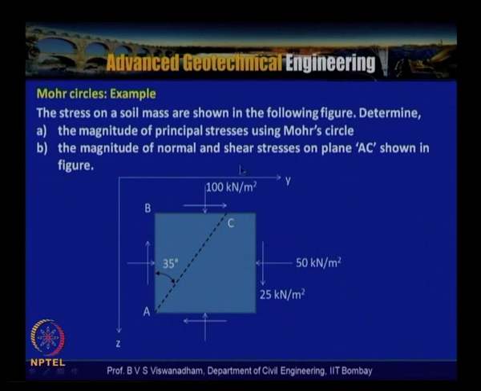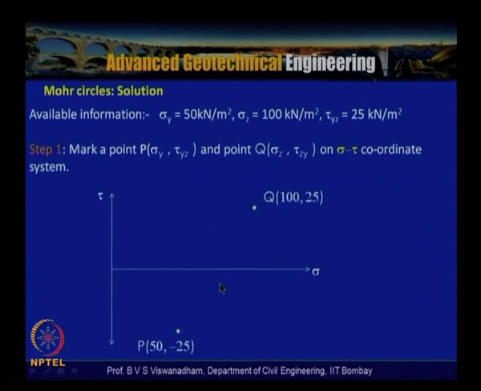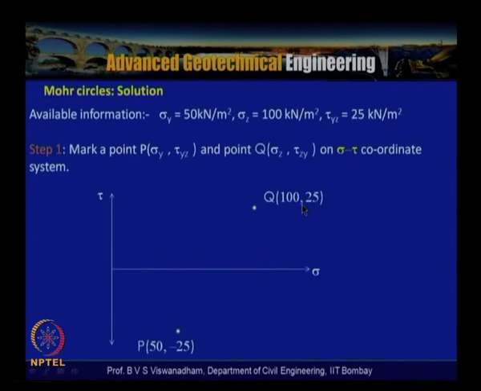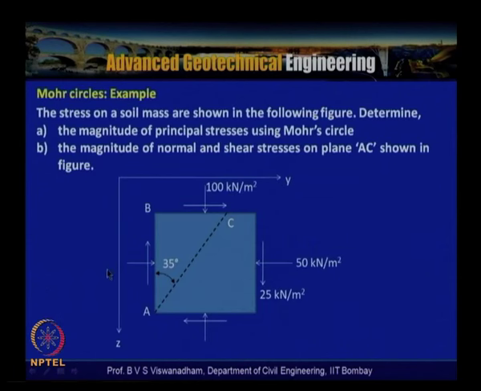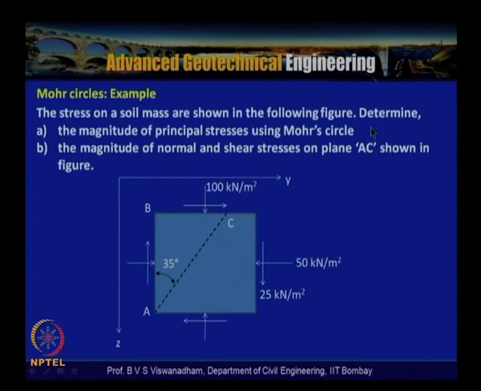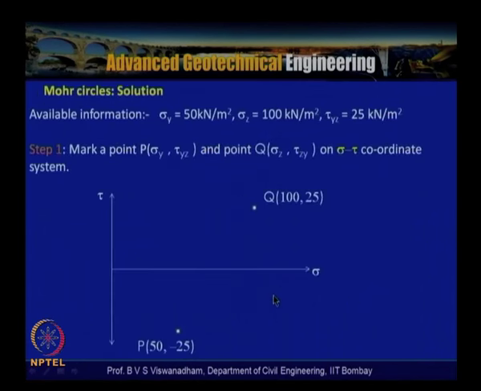We need to determine the magnitude of the normal and shear stresses on plane AC, which is shown in the figure here, and the magnitude of the principal stresses using Mohr circle. So, the available information is that sigma y, the stress acting in the horizontal direction, is 50 kilopascals in the y direction, and sigma z is 100 kilopascals, the stress in the z direction, and tau yz, the shear acting on this plane, is 25 kilopascals.